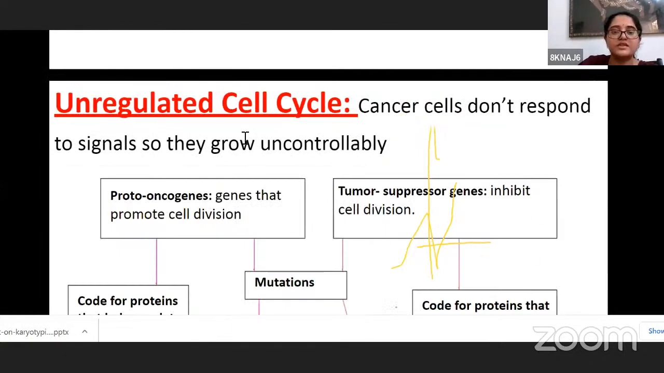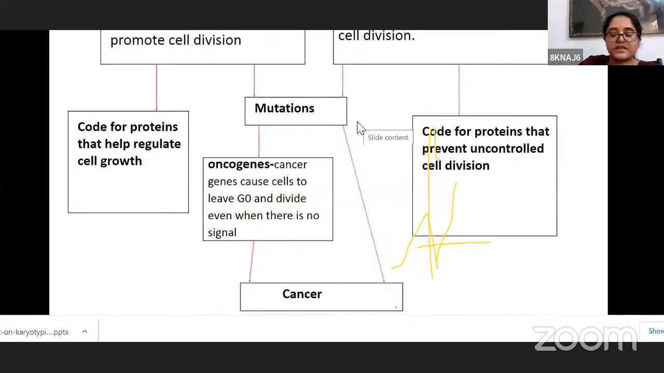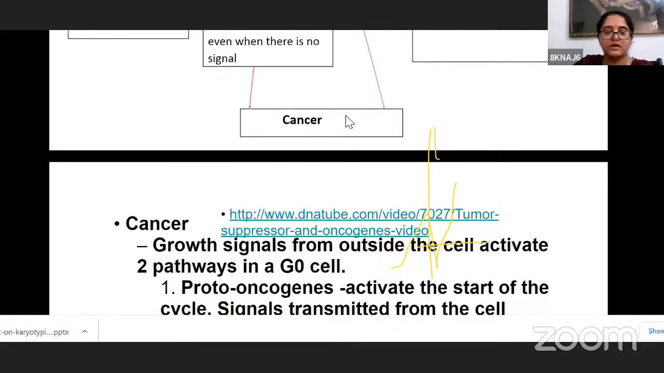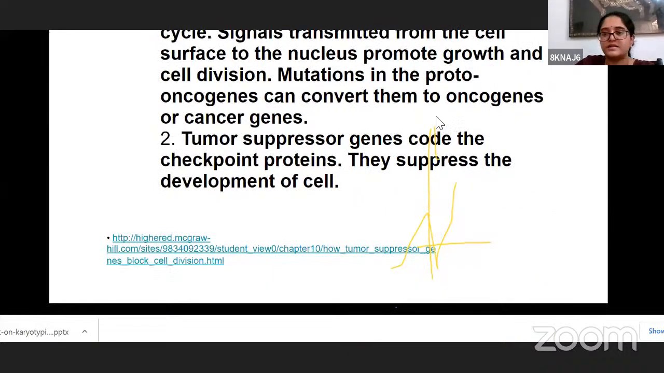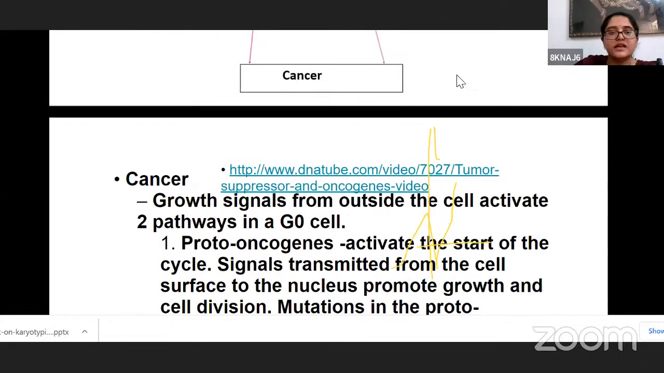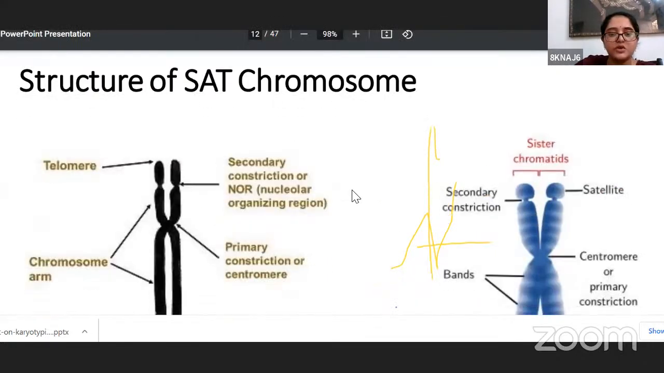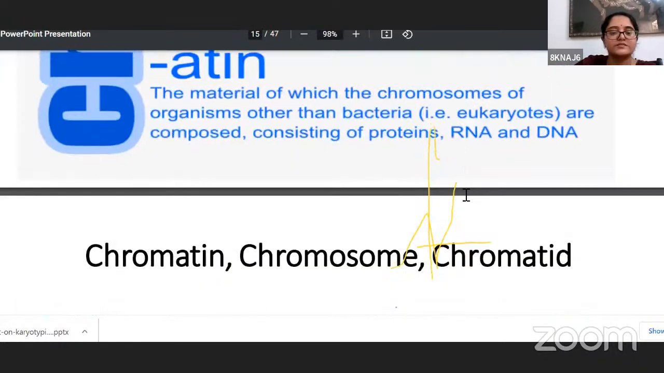So what happens if this cell cycle does not get regulated? That is how cancer cells are formed: proto-oncogenes, tumor suppression, and mutation. If these checkpoints are not working properly, that is when you'll have an issue, and that's how cancer arises. So now again back to this PowerPoint, wherein you have genes, chromosomes, telomeres.